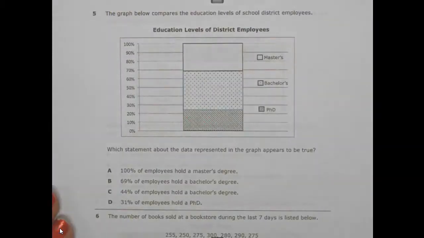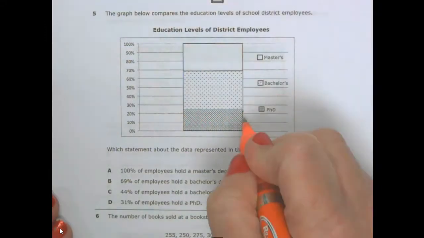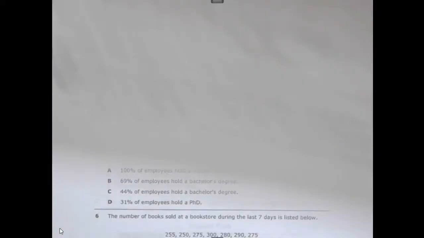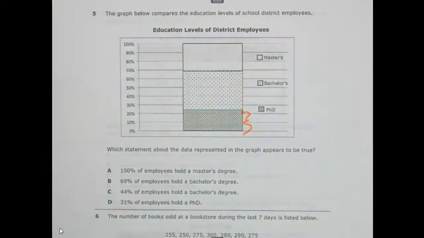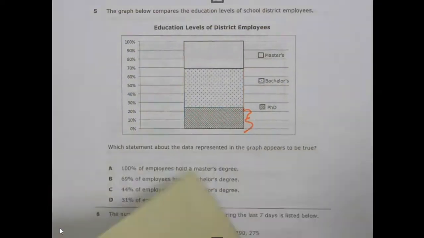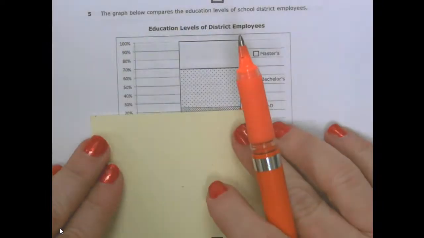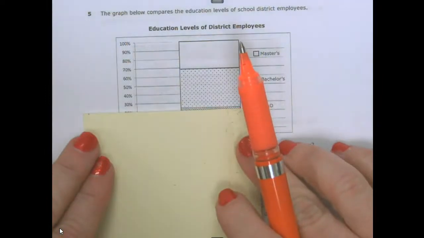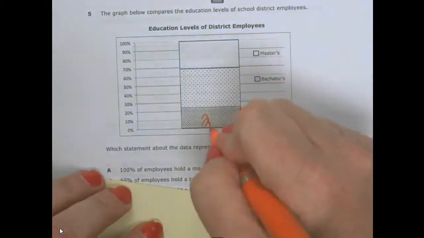The graph below compares the education levels of school district employees. From this section right here is your PhDs. And if I look across, I can see that the PhD is a little over 30%. No, I'm sorry, a little over 20%. So I'm going to say it's around 23%.